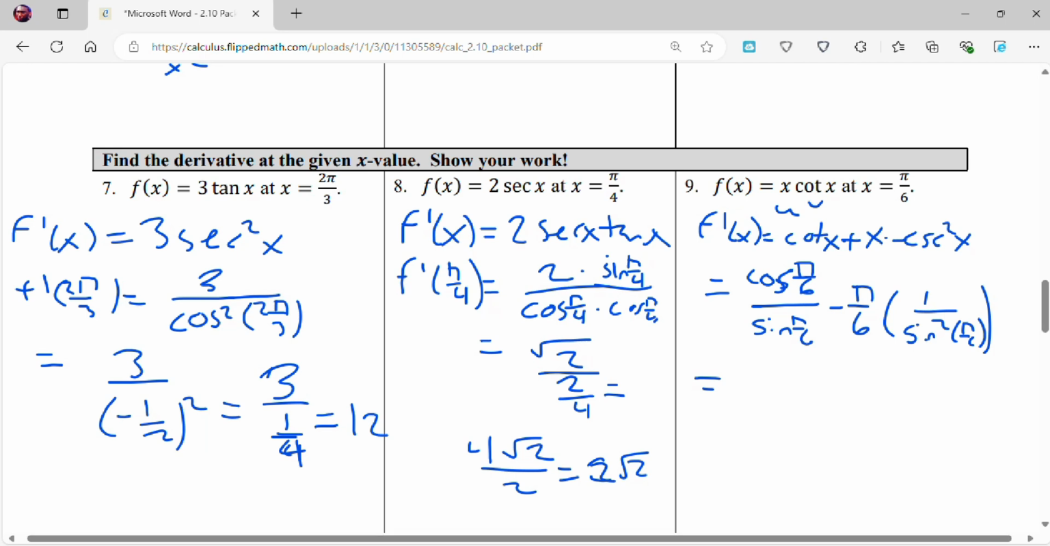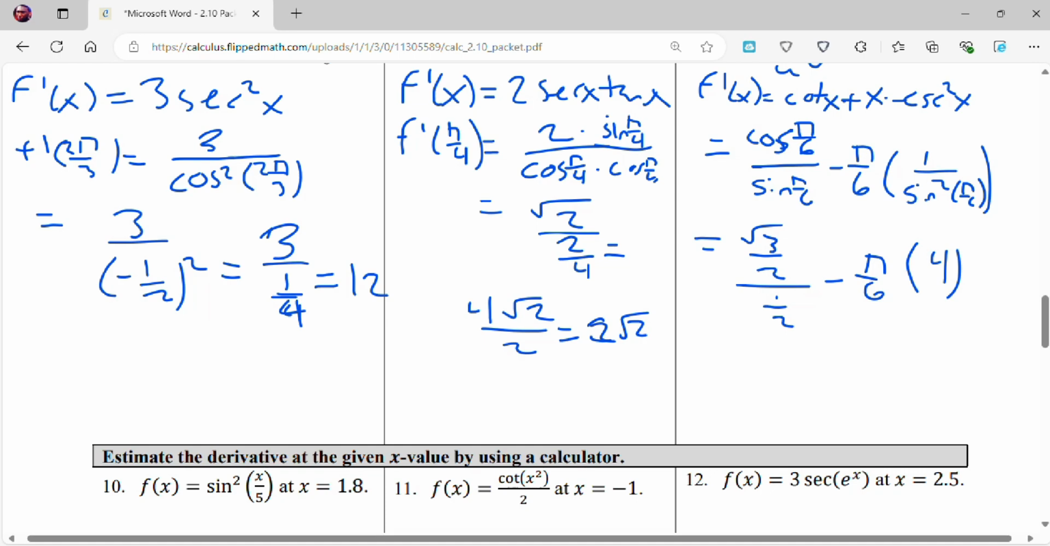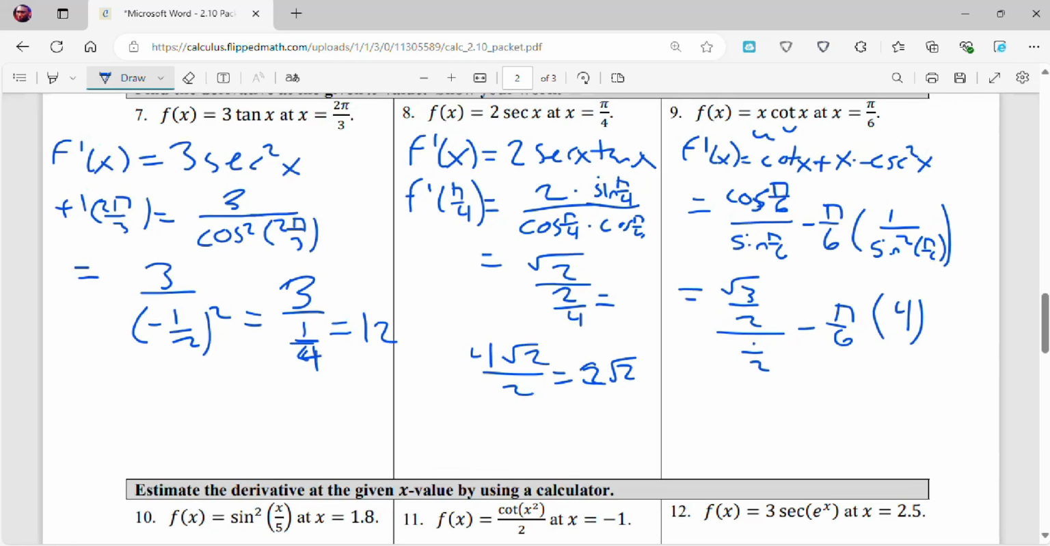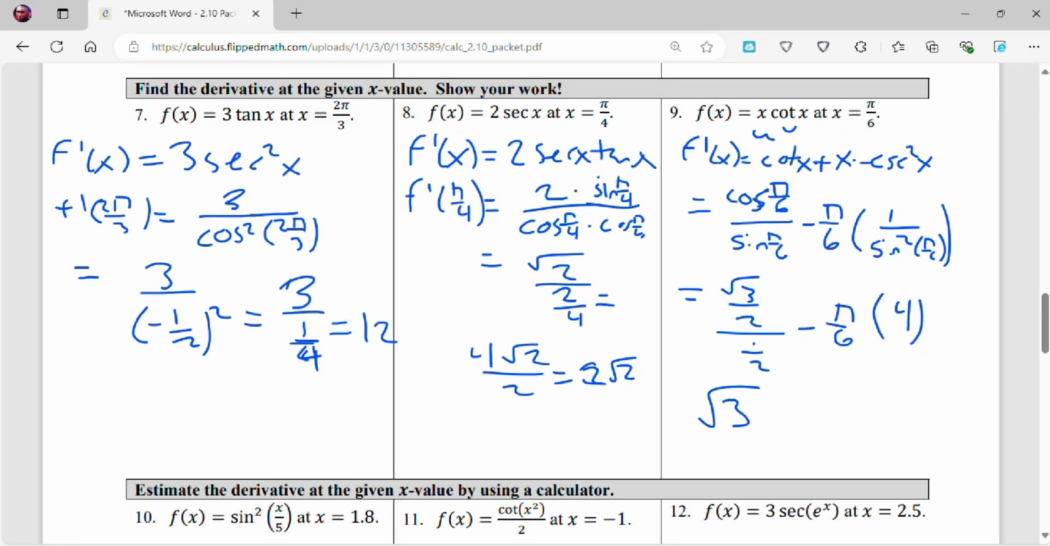Cosine pi over 6, square root of 3 over 2, divided by 1 over 2, minus pi over 6 times 1 over sine squared pi over 6. So sine pi over 6 is 1 over 2. 1 over 2 squared is 1 over 4. 1 over 1 over 4 is 4. Square root of 3 over 2 divided by 1/2 is just square root of 3. Negative pi over 6 times 4 is going to reduce down to negative pi over 3. And there you have it.